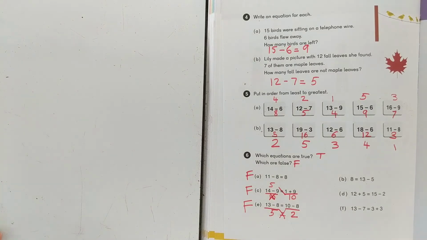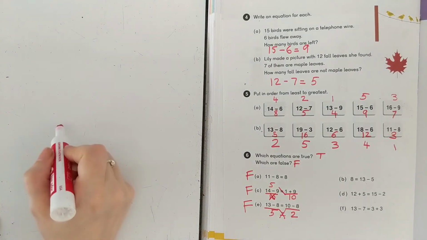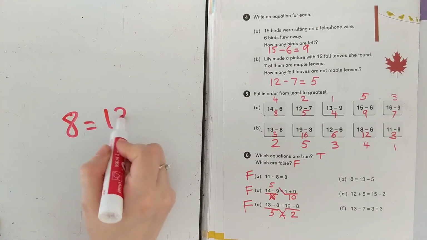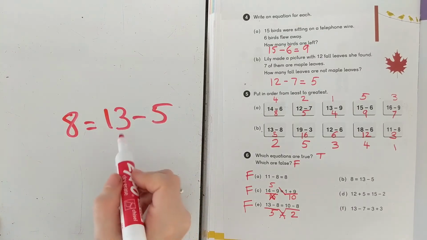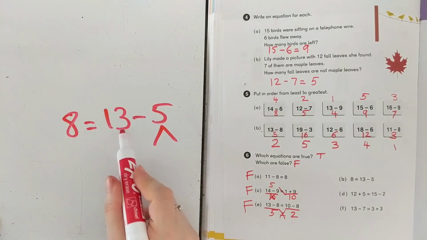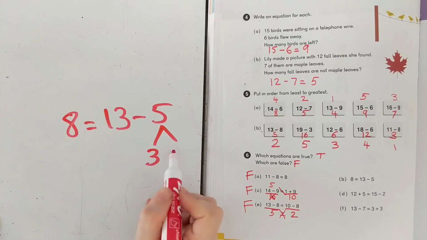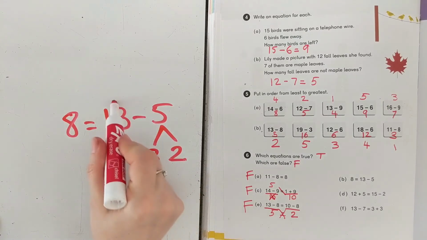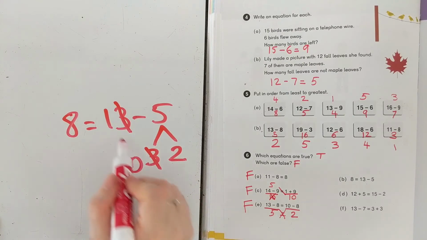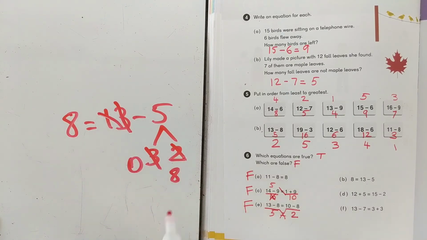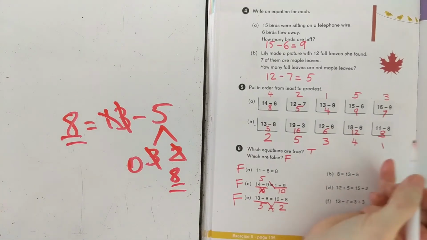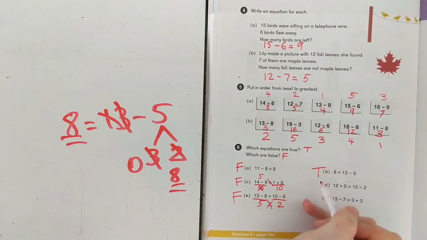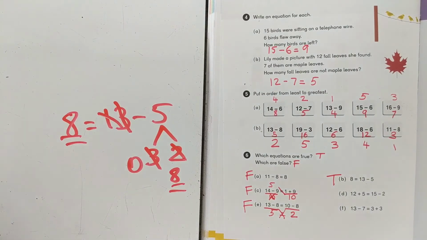Let's look at letter B. It said 8 is equal to 13 minus 5. Let's try. Inside of the 5, there is a 3 and a 2. 3 plus 2 is 5. Now we can subtract. 3 minus 3 is 0. 10 minus 2 is 8. Oh, look at that. We found our very first equation that was true. So we will put a T next to that letter B for true.